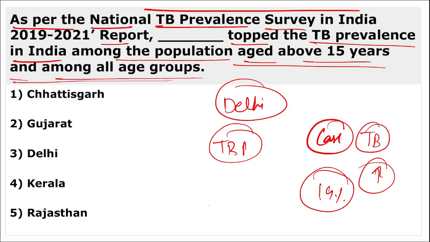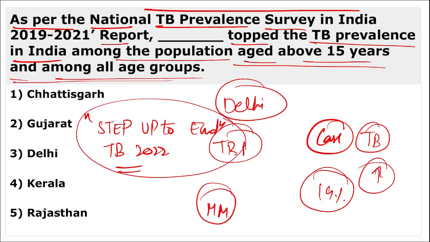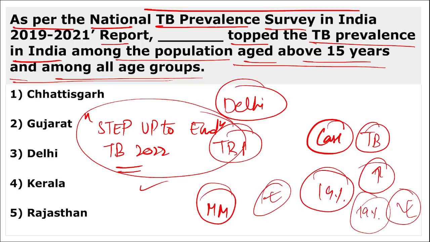This report was released by Union Health Minister Mansukh Mandaviya during a summit, Step Up to End TB 2022, held on World TB Day. The report stated that cases of tuberculosis have increased, and the maximum increase was seen in the union territory of Delhi. Alright. So friends, this was our session.